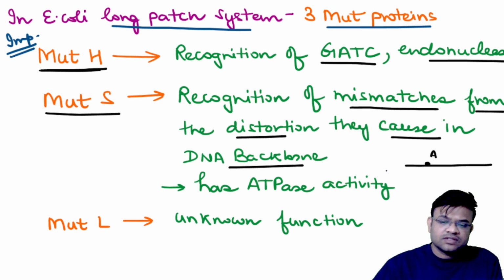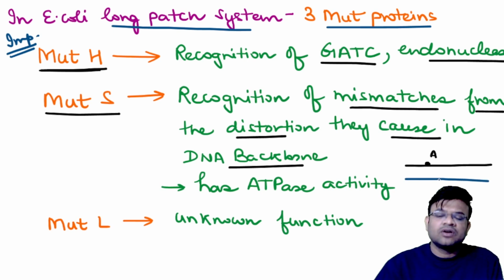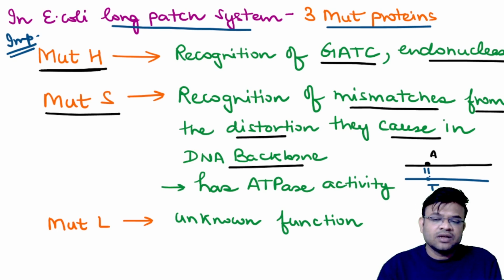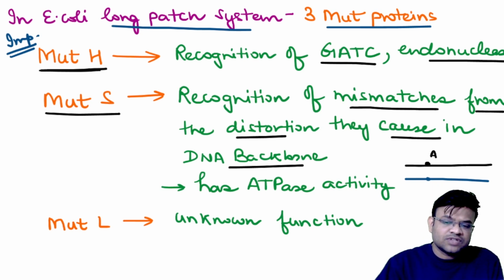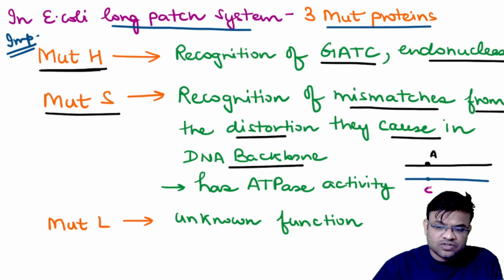When I synthesize my new strand, it's like this. Obviously thymine should be present over here. If thymine is present, then there will be a double hydrogen bond. Two hydrogen bonds would be pairing adenine and thymine. But let us say that thymine is not present over here and there is a mutation, and because of some reason cytosine has been attached over here.